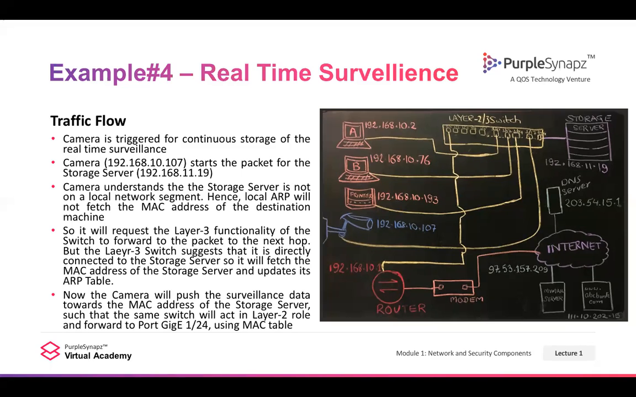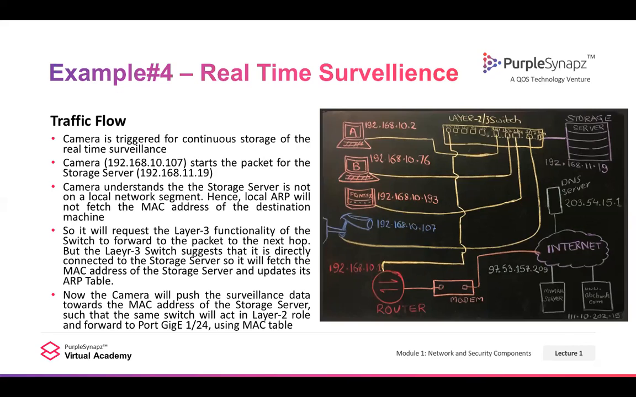Yeah, so now let's understand example number 4. In example number 4, the business use case is that there is a surveillance camera, 192.168.10.107. This surveillance camera is connected on port number 1/17 on this switch. And this surveillance camera is doing a real-time recording. All this real-time recording has to be continuously stored on a storage system, because this device does not have enough capacity to locally store the content. So it needs a continuous session to store it on a storage server.